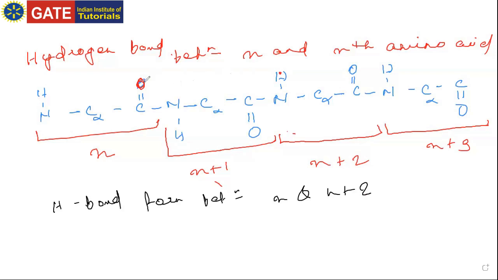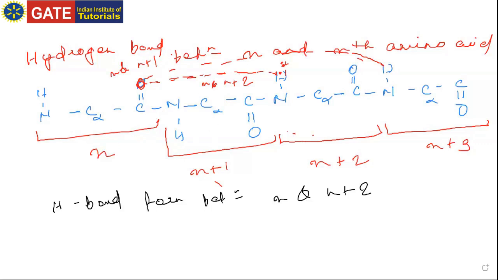Here also it can form a hydrogen bond, because we know that a hydrogen bond can form when the hydrogen is attached to an electronegative group. Nitrogen is an electronegative group. So there is a partial positive charge here, and this is negative. So this hydrogen bond can form between N and N plus 2. Understood this? It can form between N and N plus 3 also, like this. So we'll say N and N plus 3 in this condition, and in this condition, we'll say N and N plus 2.